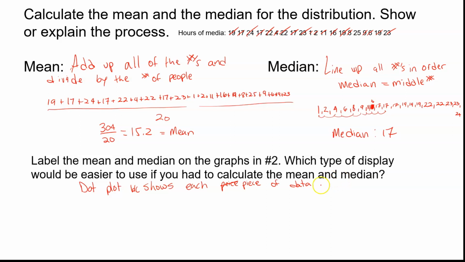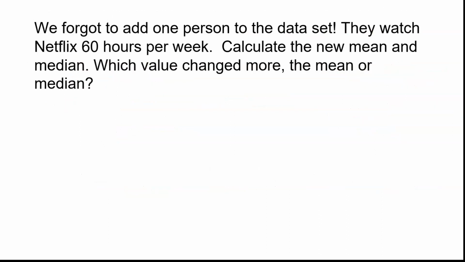It shows us each piece of data, whereas our histogram only shows us groups of data. It groups our data, making it harder to read. So I would say the dot plot is the better answer right here. Oh no, we forgot to add someone for our data set.